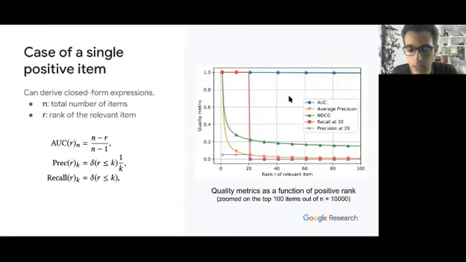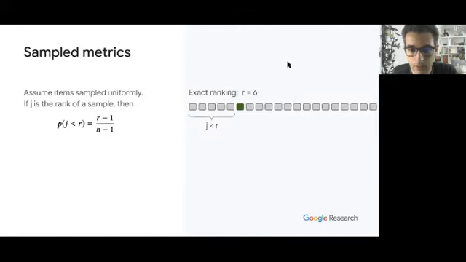Note that by design, every metric is non-increasing in R, and all of them, except AUC, focus on the top ranks. We can also derive closed-form expressions for the sampled metrics. Let's assume that the items are sampled uniformly, which is common in practice. Then the probability that the random item is ranked better than the relevant item is R-1 over N-1. On this figure, this corresponds to the proportion of items on the left side of the relevant item.